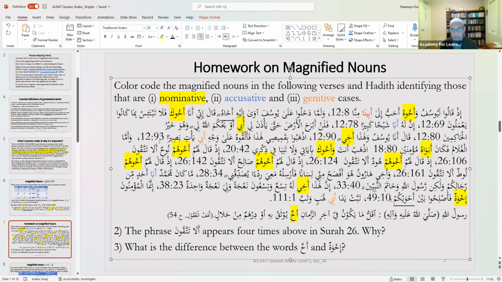So these two, inshallah, I'll get back to you. The Mojam says it is nominative, but we'll try to get the reason for that. Any questions before I go?